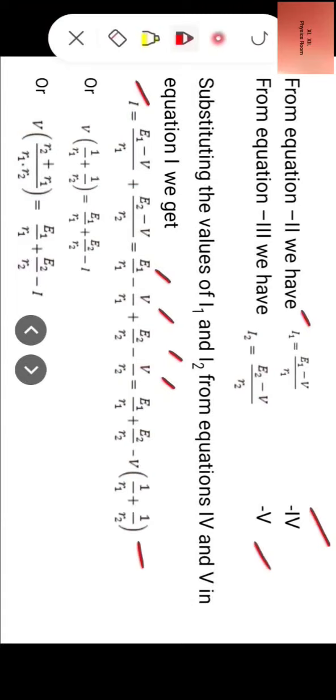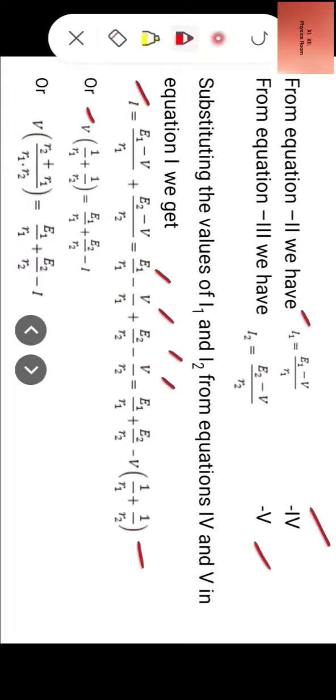Now taking the term V into 1 by R1 plus 1 by R2 towards the left hand side and I towards the right hand side, we have V into 1 by R1 plus 1 by R2 is equal to E1 by R1 plus E2 by R2 minus I. So we have taken I to the right hand side and V into 1 by R1 plus 1 by R2 to the left hand side, and thus we have rearranged the expression.